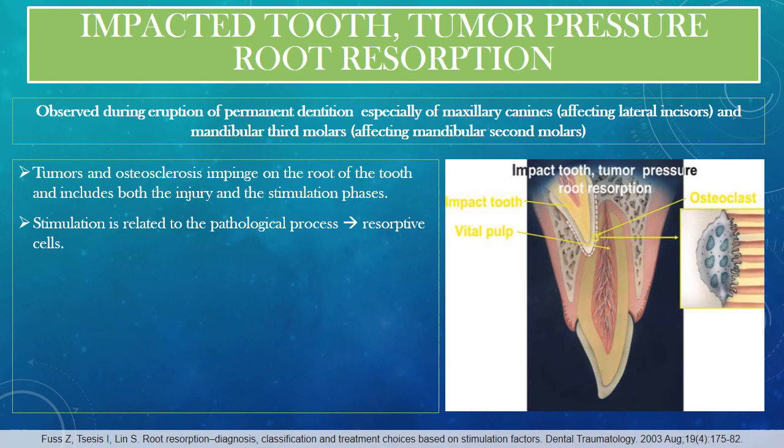Stimulation is related to the pathologic process that activates the resorptive cells. Tumors that produce root resorption are most frequently those in which growth and expansion are not rapid, such as cysts, ameloblastomas, giant cell tumors, etc. This type of root resorption is asymptomatic with vital pulp throughout the process unless the impacted tooth or tumor is located near the apical foramen, disturbing the blood supply to the pulp.